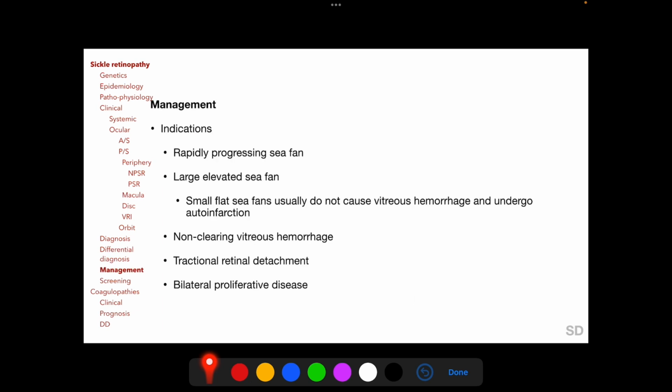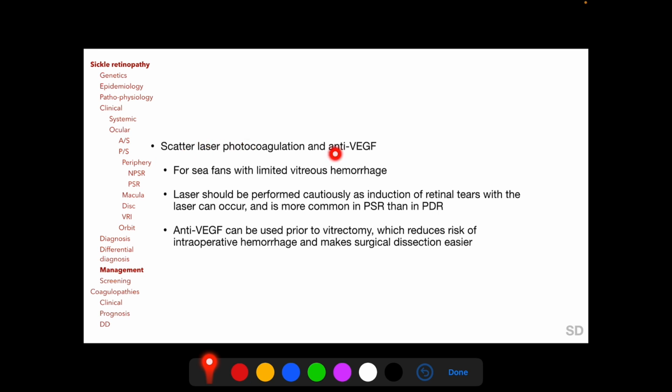Indications for treatment in proliferative sickle cell retinopathy include rapidly progressing CFAN, large elevated CFAN, non-clearing vitreous hemorrhage, tractional retinal detachment, and bilateral disease. Small flat CFANs usually do not cause vitreous hemorrhage and undergo autoinfarction and may not need treatment. Scatter laser photocoagulation and anti-VEGF injections are indicated for CFANs with limited vitreous hemorrhage. Laser should be performed cautiously as induction of retinal tears with the laser can occur and is more common in proliferative sickle retinopathy as compared to proliferative diabetic retinopathy.